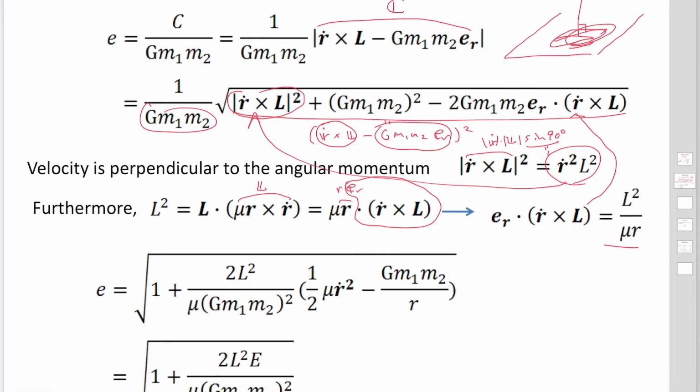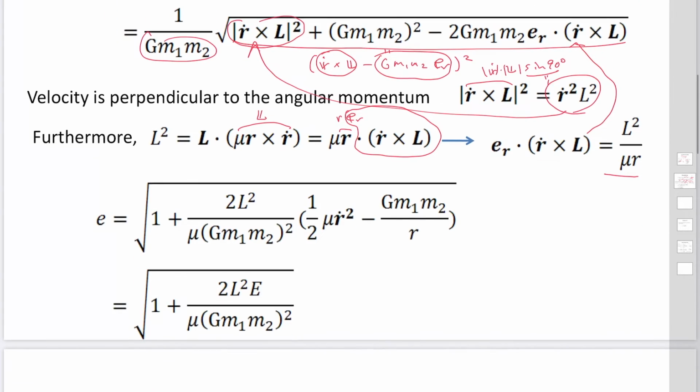It becomes a square root of 1 plus 2L squared over mu G m sub 1 m sub 2 squared times 1 over 2 mu r dot squared, which comes from the distance, minus G m sub 1 m sub 2 over r. Actually, this is exactly equal to the total energy, energy E. The eccentricity is expressed as the square root of 1 plus 2L squared capital E over mu times G m sub 1 m sub 2 squared.